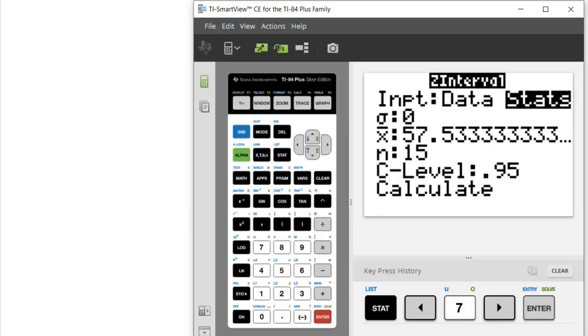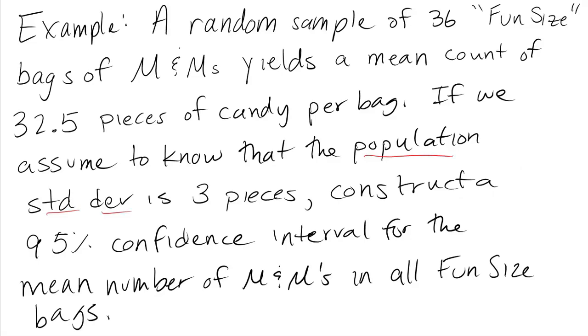Let's go back through the problem and identify each of those. Sigma was 3. The population standard deviation is 3 pieces. X bar, sample mean, was 32.5. The sample size was 36. That's how we knew that the central limit theorem was in play. And the confidence level is 95%.